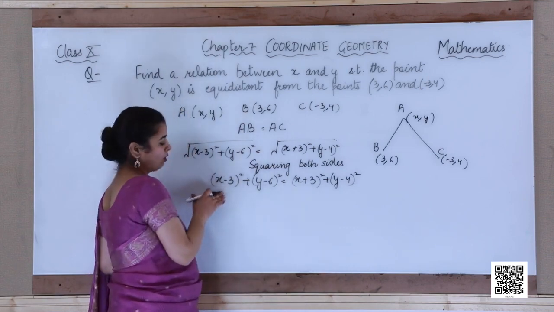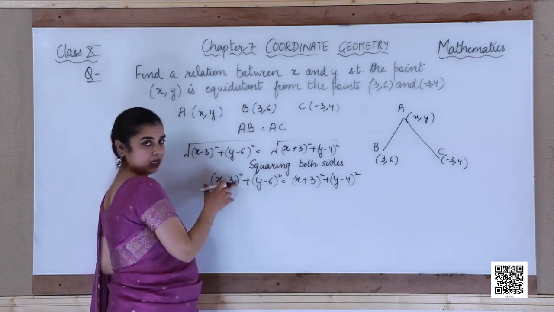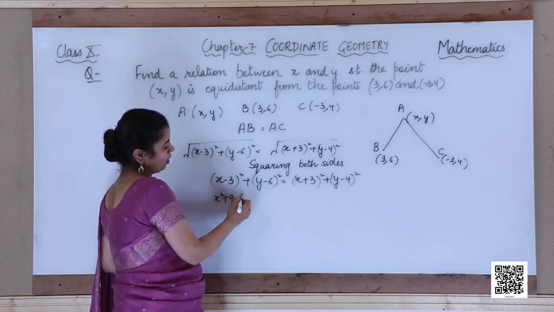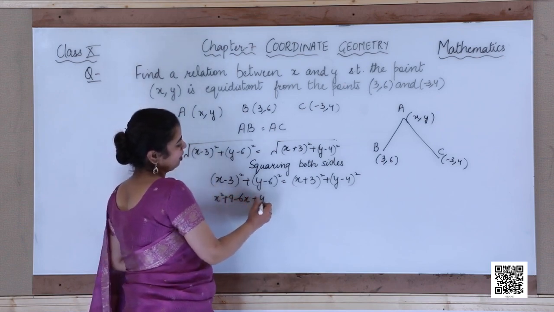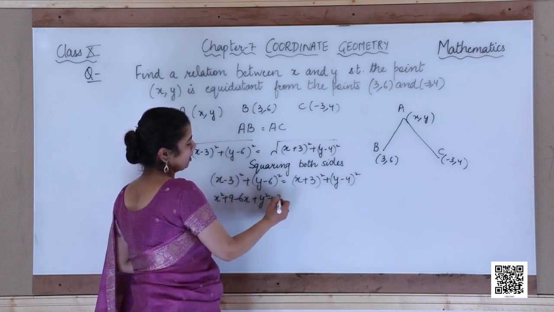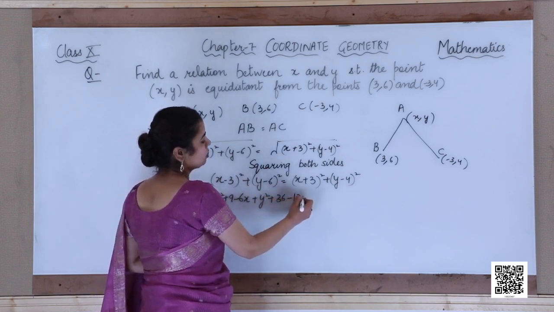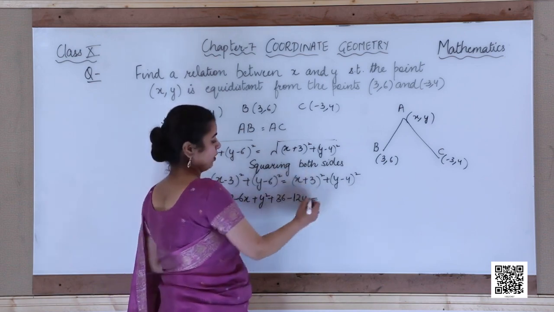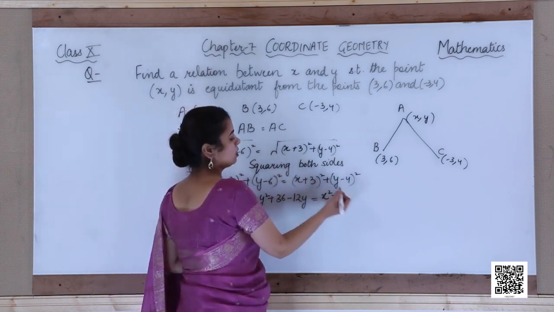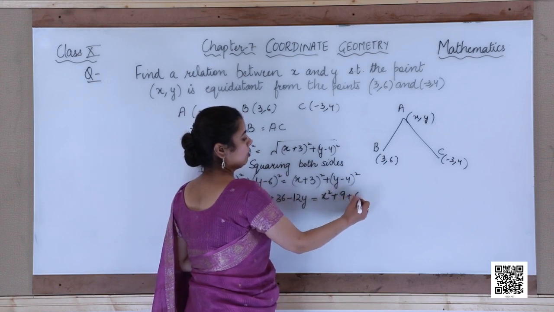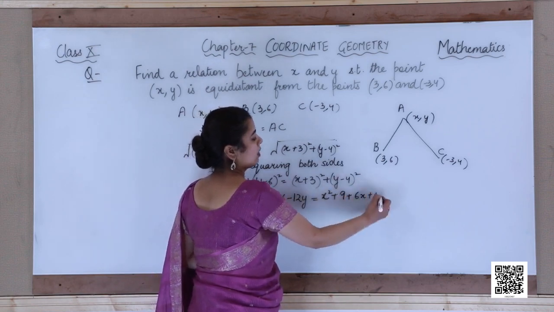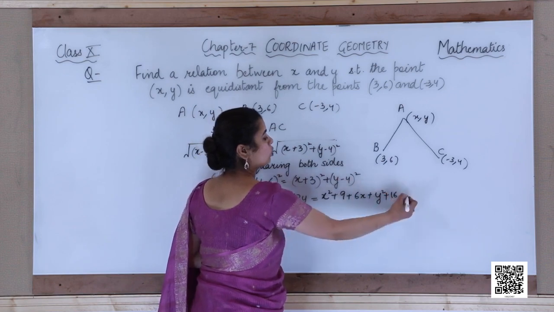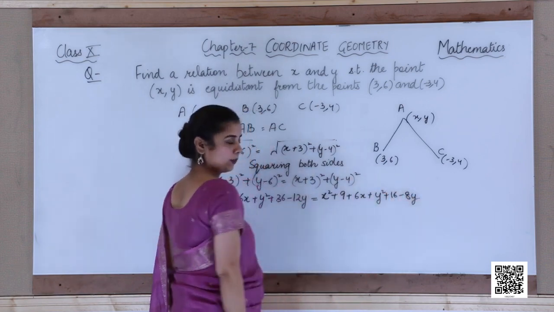So which formula will we apply here? (a - b)² is a² + b² - 2ab. Again a² + b² - 2ab. Here also (a + b)². So x² + 3² is 9, plus 2ab will give us 6x. y² + 4² is 16, minus 2ab is 8y.